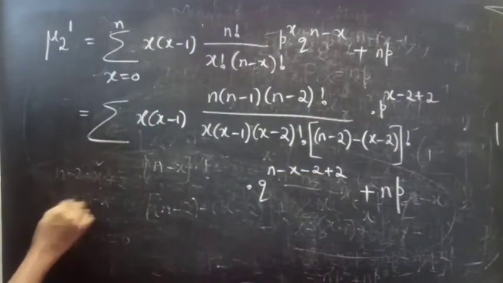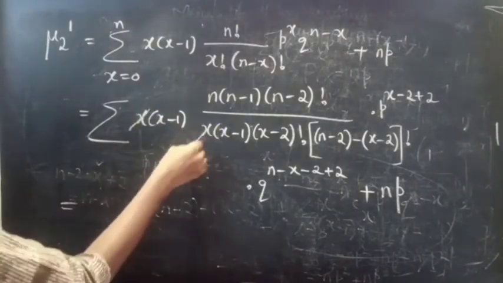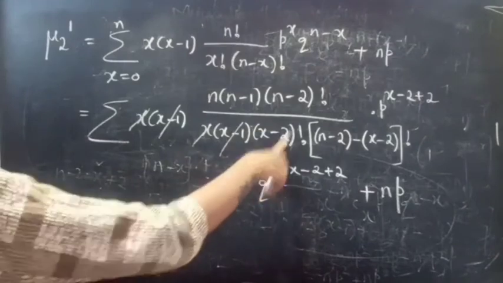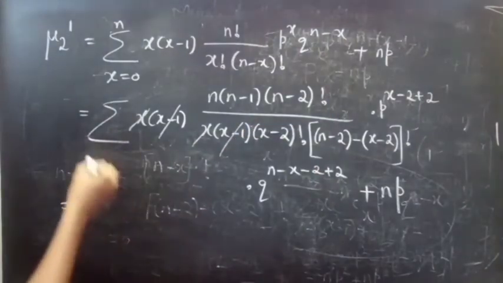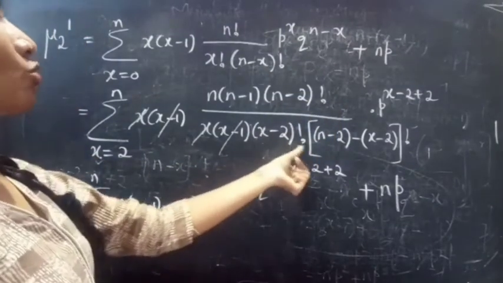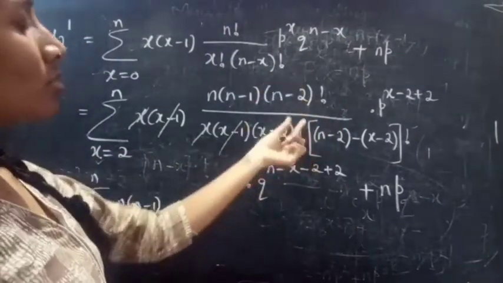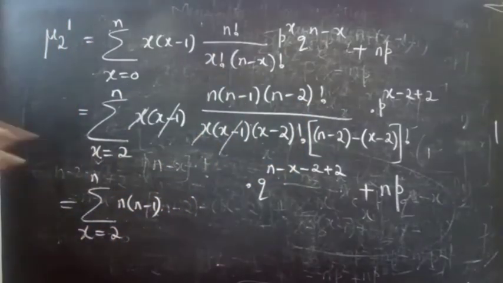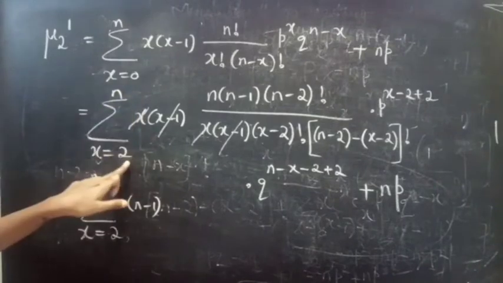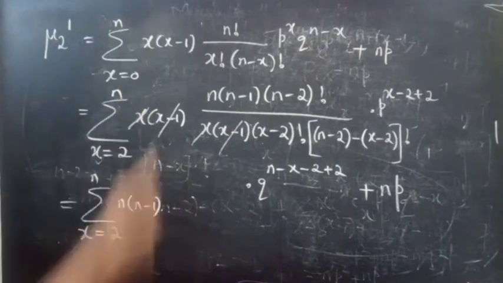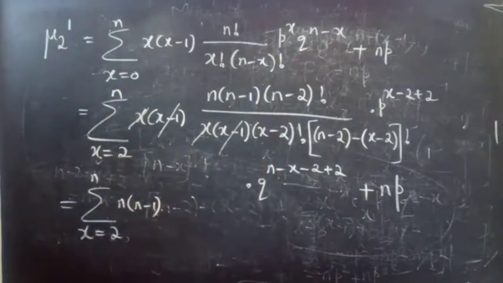Okay. So this equals to, here x gets cancelled, x minus 1 gets cancelled. Since you're having n minus 2 factorial in the numerator and x minus 2 factorial in the denominator, so you're having minus 2. Here we should not consider x equals 0 to n. You have to take x from 2 to n, since 2 minus 2 is 0 factorial, and 0 factorial is again 1.